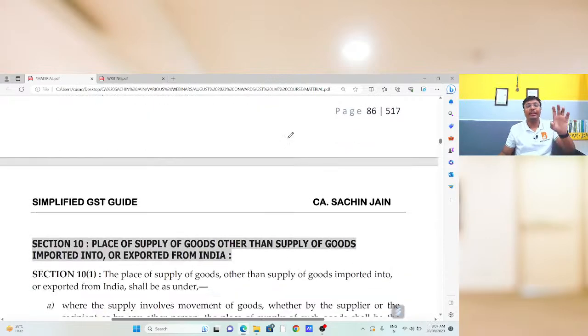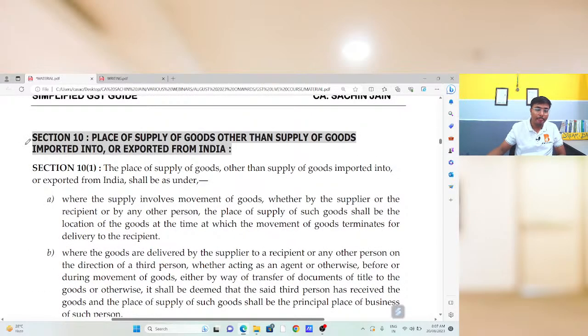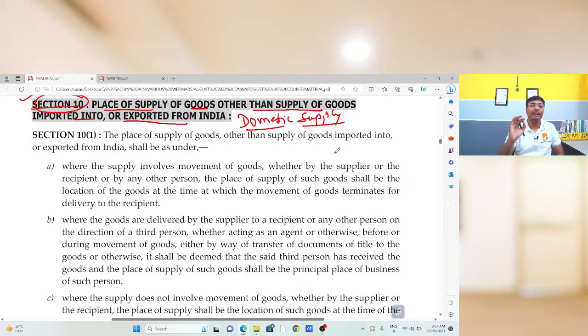I am not going to take the definitions now. Section 10 we had already covered in yesterday's session, but I just want to repeat the same. Section 10 of the IGST Act deals with place of supply of goods other than supply of goods imported into or exported from India. That means Section 10 will be applicable in case of domestic supply. Whenever there is a domestic supply, Section 10 of IGST will be applicable. As per Section 10, whenever there is a movement of goods, the place of supply will be where the delivery terminates. That place will be my place of supply.